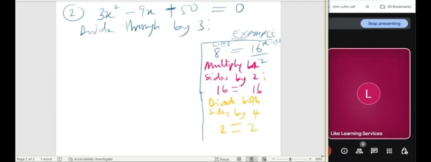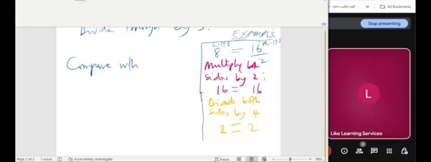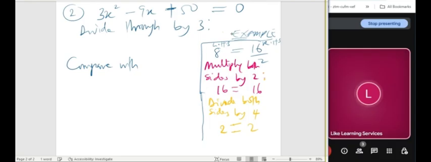But for an expression, if you are simplifying and you are dividing, make sure that thing stays outside. Compare it with this. Let's even get the answer to this one. Divide 2 by 3, that would have been x squared minus 3x plus 50 over 3 equals 0. And so it's still valid, because I divided both sides of the equation by 3.